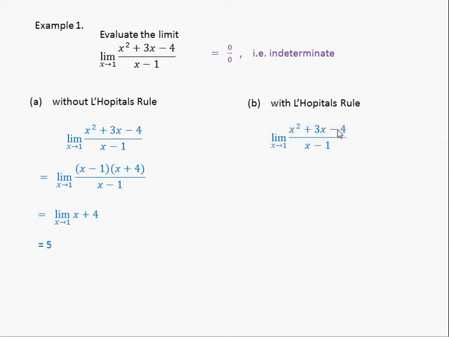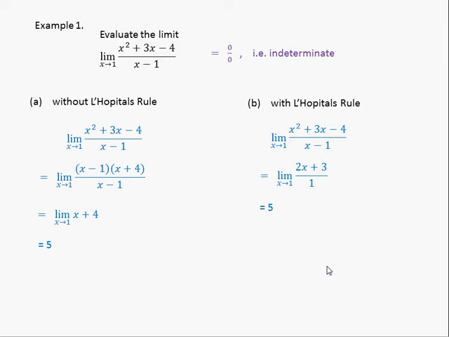Alternatively, we could use L'Hopital's Rule. What you do then is the limit stays the same, so the limit as x approaches 1. But this time we take the derivative of x squared plus 3x minus 4, which is 2x plus 3, and the derivative of x minus 1, which is 1. And now we just substitute in x equals 1. So you get 2 times 1 plus 3 divided by 1, obviously 5. Same answer both ways. It works.